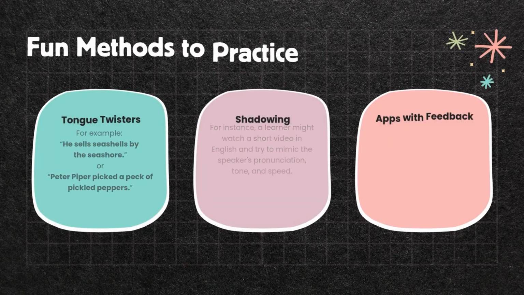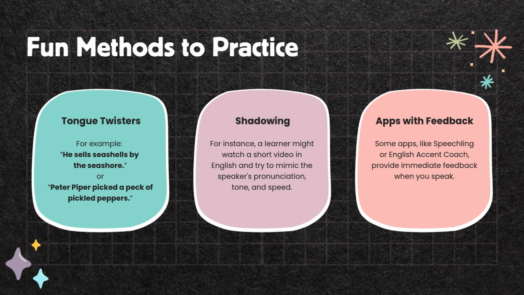Some fun methods to practice include tongue twisters. These are great for practicing tricky consonant combinations and can be a fun way to increase speed and clarity in pronunciation. For example, she sells seashells by the seashore. Peter Piper picked a peck of pickled peppers. These practice both individual sounds and the rhythm of speech.